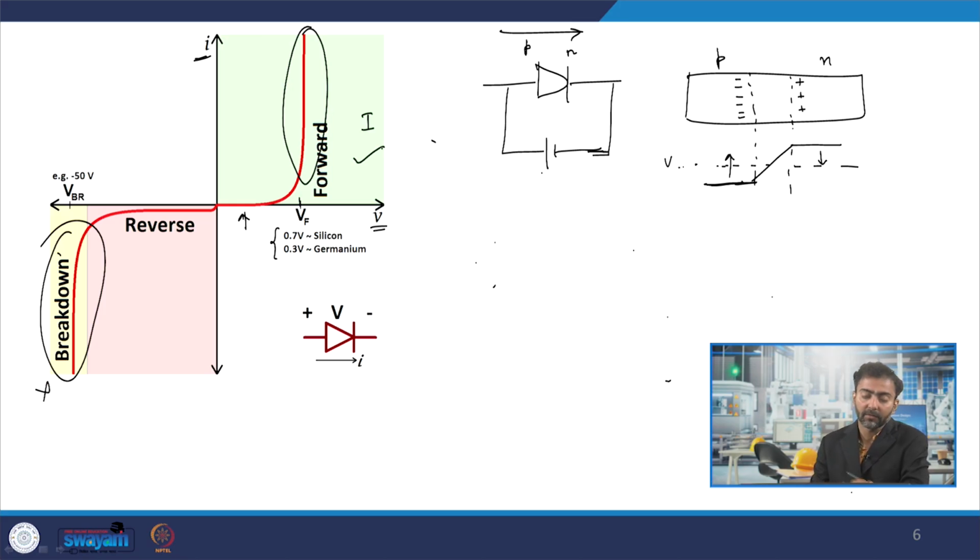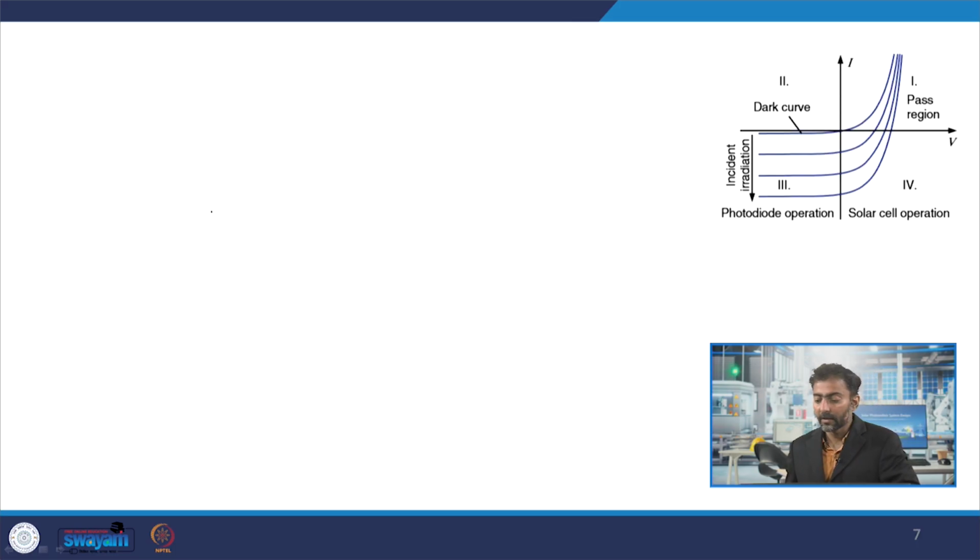Usually we operate it forward biased if I want it to conduct, or if I want it not to conduct, then I put it reverse biased. Now, with that understanding, let us revisit this graph of 4 quadrant operation where we are talking about the photodiode in more detail. In this context, let us look at a few things.